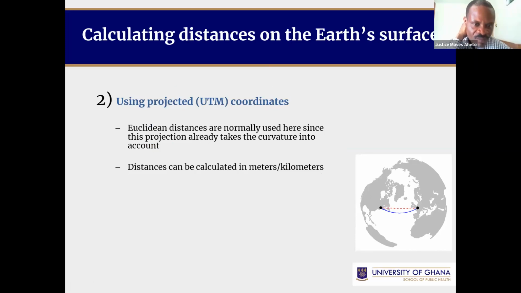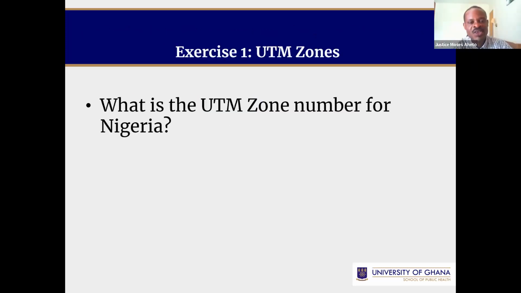Okay. Equidistant distances are normally used here since this projection already takes the curvature into account. That's the UTM coordinates. And here the distance can be calculated in meters or kilometers. So this is an exercise that you have to do on your own. It's not for marking. You can identify the UTM zone number for Nigeria at your own time, okay?